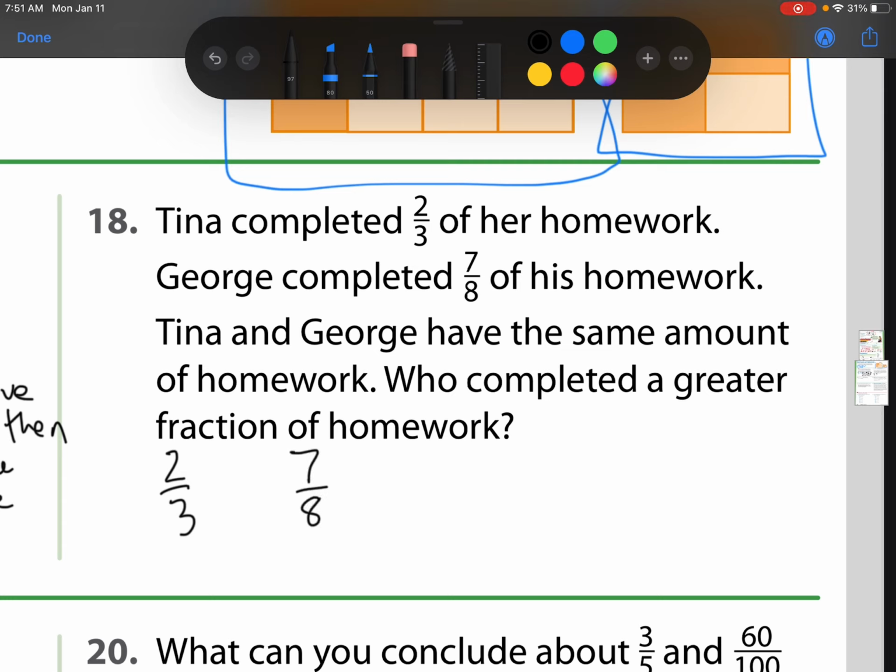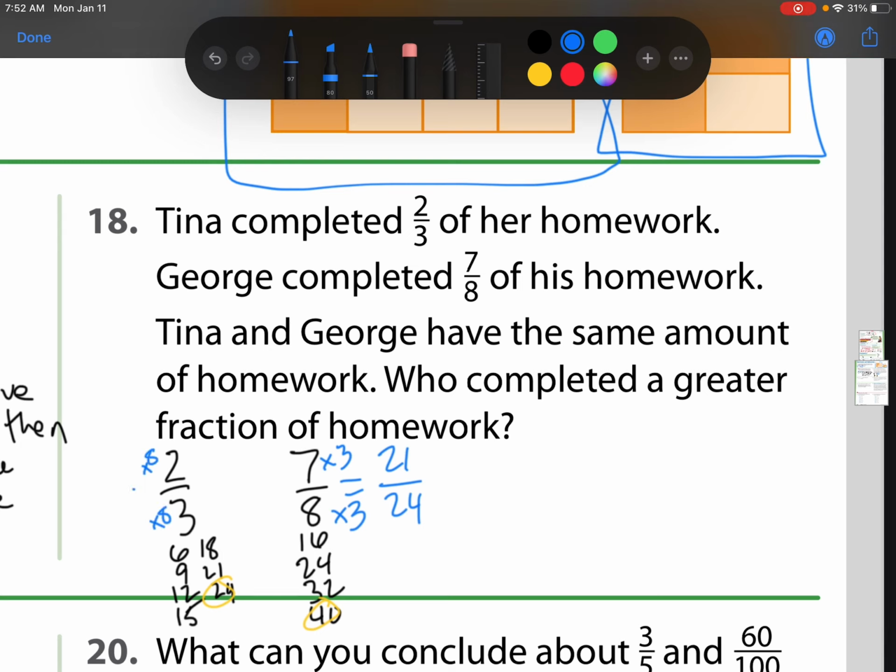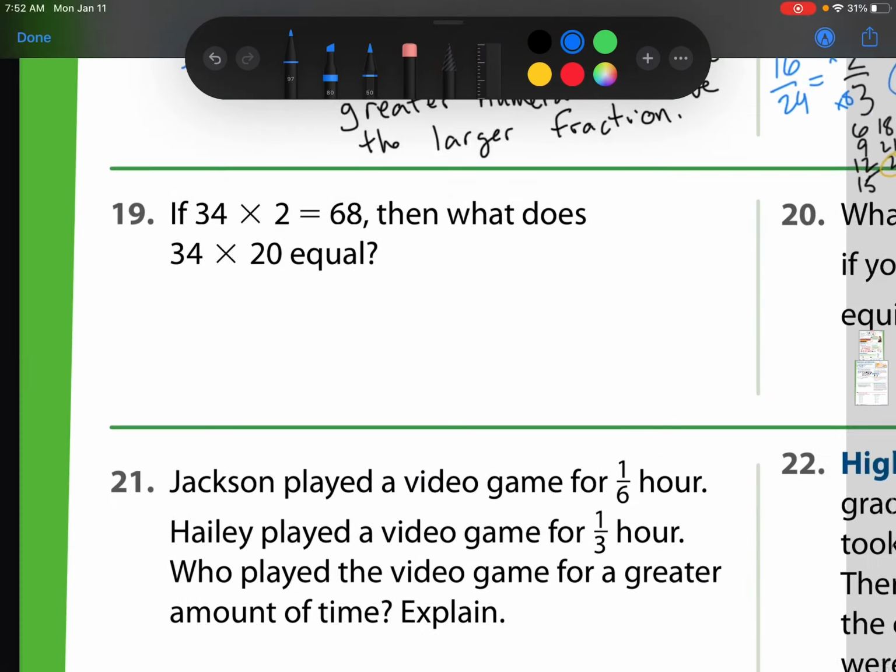So again, we make our list of multiples. So that's 3, 6, 9, 12, 15. And this would be 8, 16, 24, 32, 40. I don't see any that repeat, so I need to keep going. So we have 15. Then we would have 18, 21, 24. And there's our repeating one, 24. So this is going to be what? Times 3, times 3. So this is 21/24. And this was times 8, times 8. So that's 16/24. So which one is bigger? Well, 21/24 is larger than 16/24.